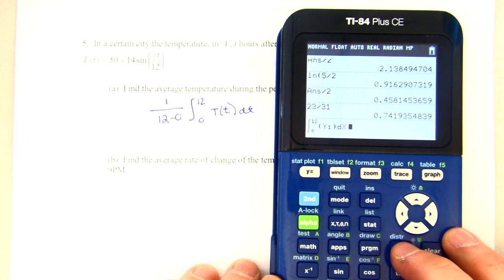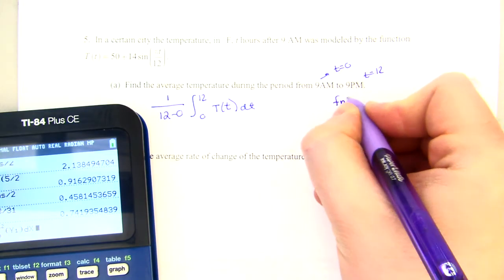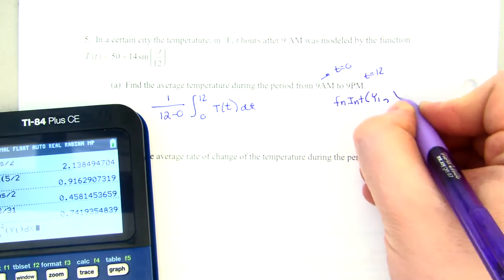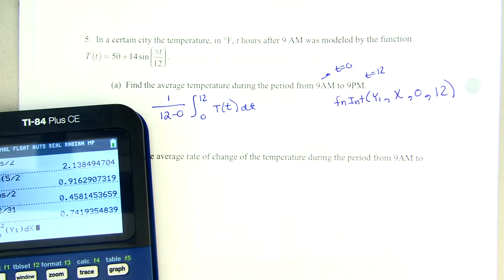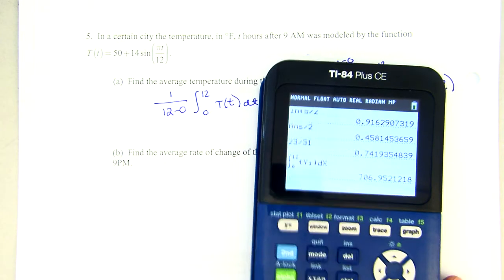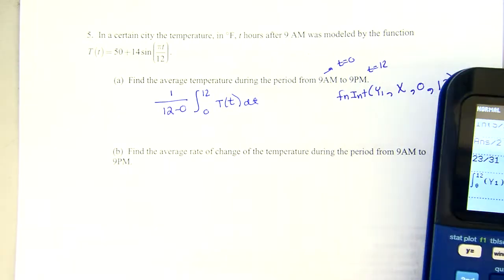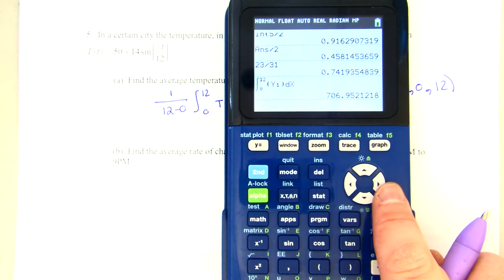Is it saying fnInt? I think I mentioned this last time. If it's saying fnInt, your notation is fnInt. You first type in y1, then you type in your variable, then the lower limit, then the upper limit. We need to give it those 4 arguments. When you're done, I guess it did go quickly, but it may not go quickly. To get y1, push the variables button, go over to function, and select the name y1.